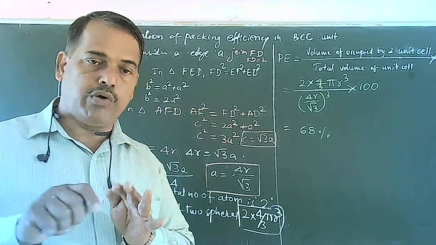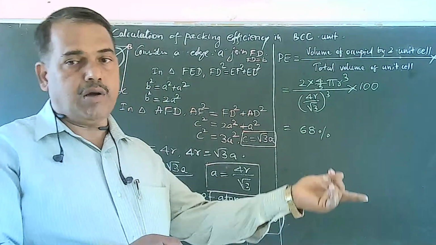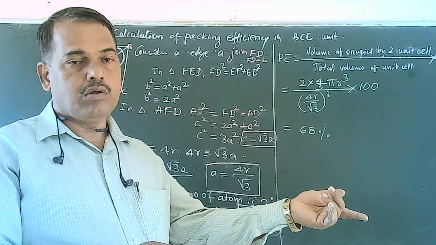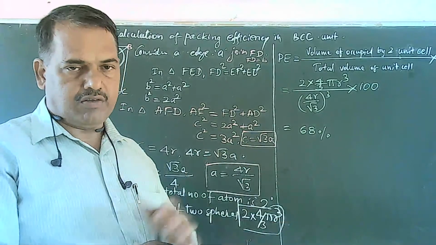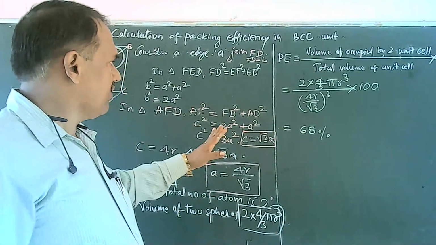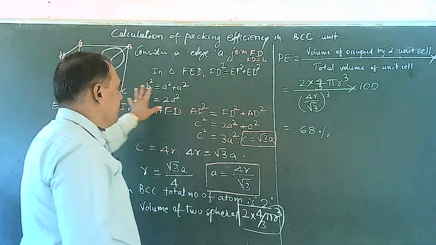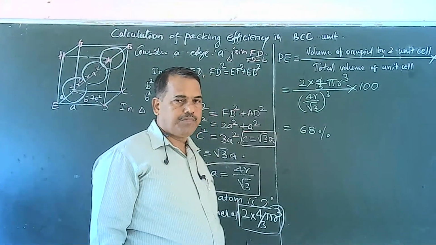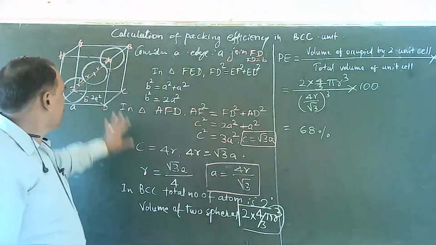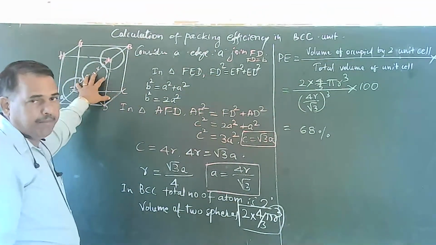The empty space is more in body-centered as you compare to FCC. Are you clear? Okay, so that is nothing but calculation of packing efficiency in BCC unit cell. So I will repeat again. So we have to draw a neat diagram.